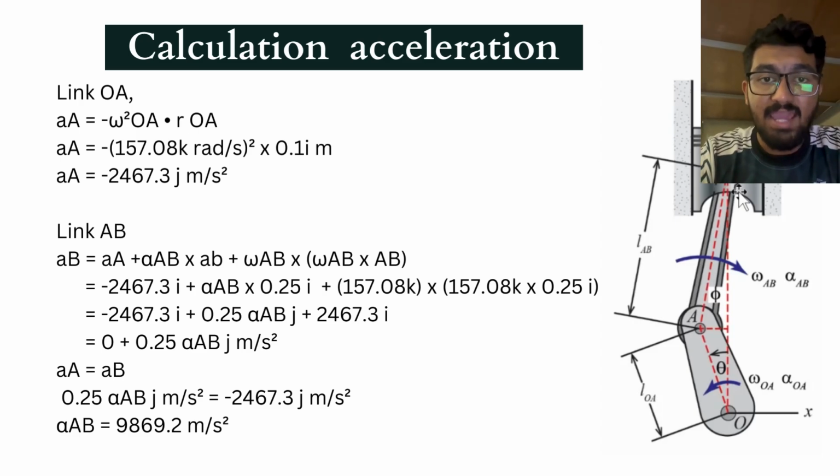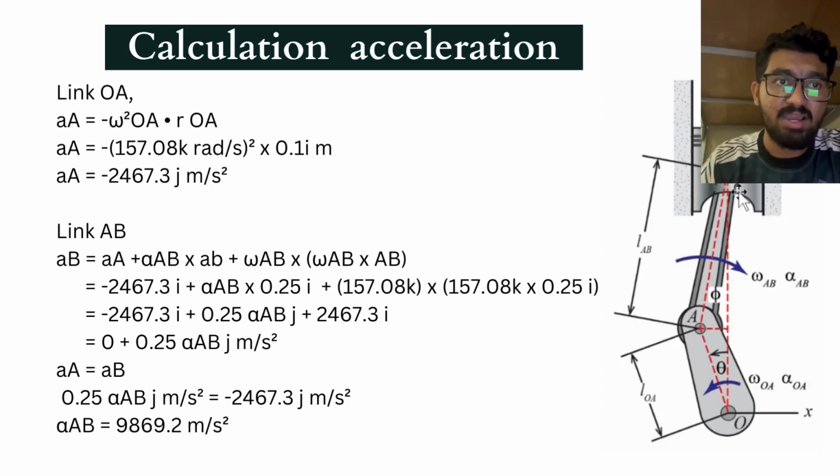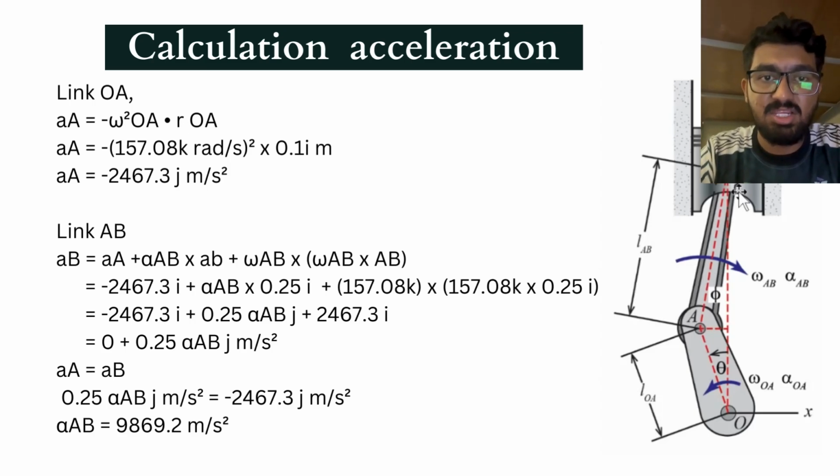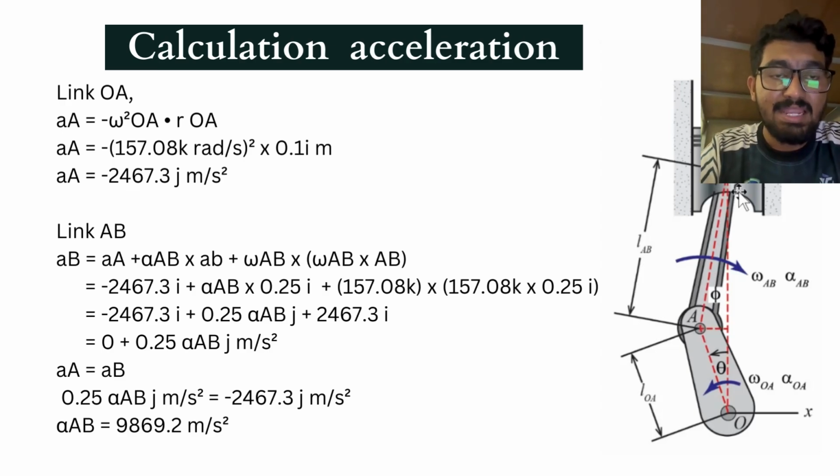As we know, acceleration A equals acceleration B. So we will get 0.25 angular acceleration AB j meters per second squared equals negative 2467.3j meters per second squared. And we will get angular acceleration AB equals 9869.2 meters per second squared.